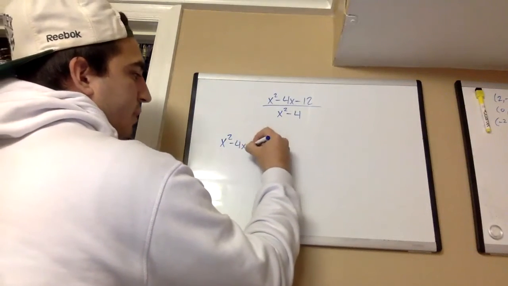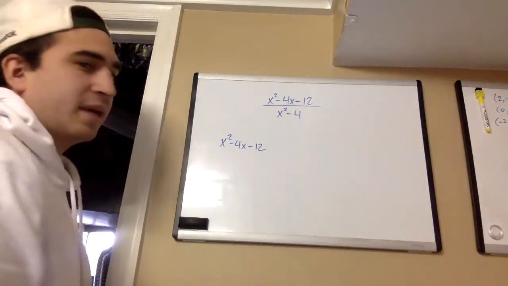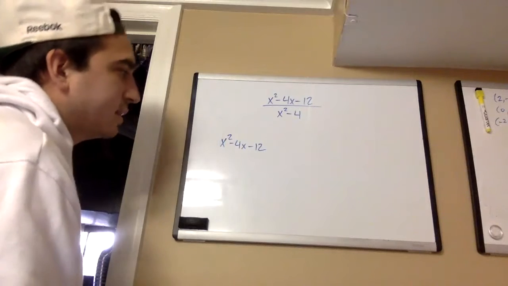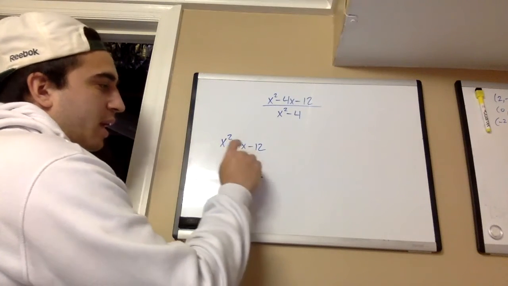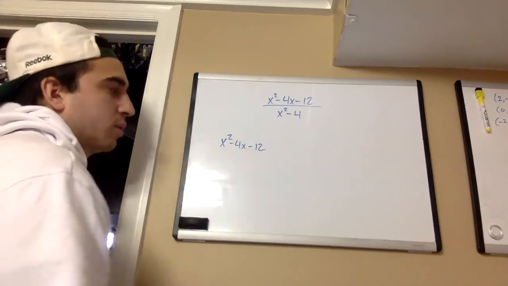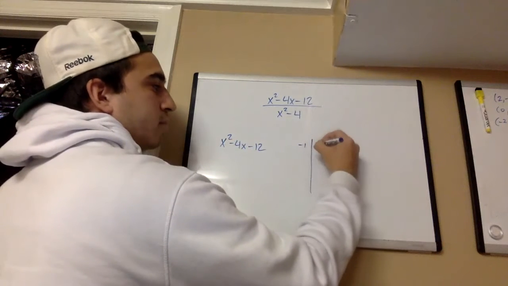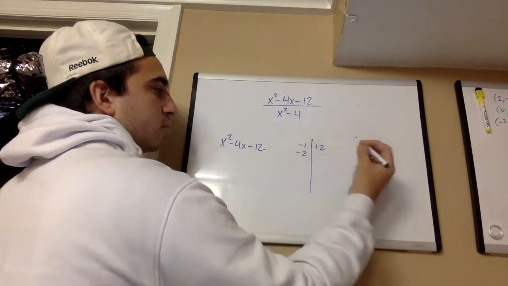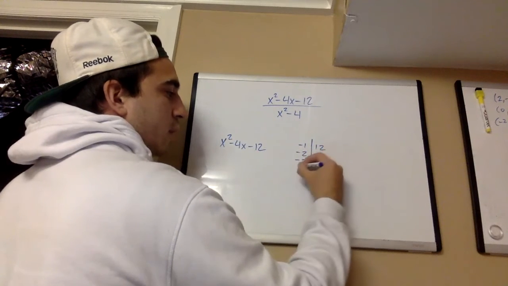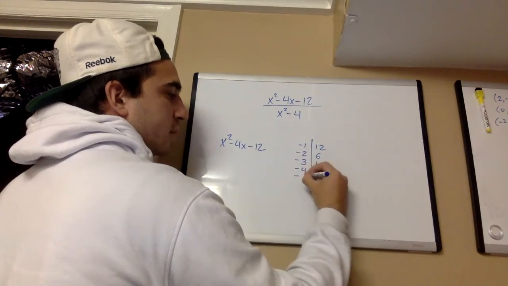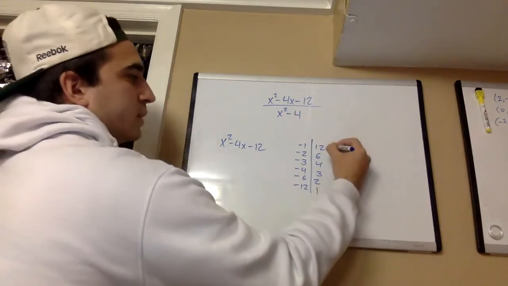x squared minus 4x minus 12. They don't really have a GCF. I don't see anything in common, but this is a trinomial. So what you can do, you can see if there are two numbers that multiply to negative 12 and add to negative 4. So in order to do this, let me just list my factors of negative 12. I have negative 1 and 12, negative 2 and 6, negative 3 and 4, negative 4 and 3, negative 6 and 2, and negative 12 and 1.